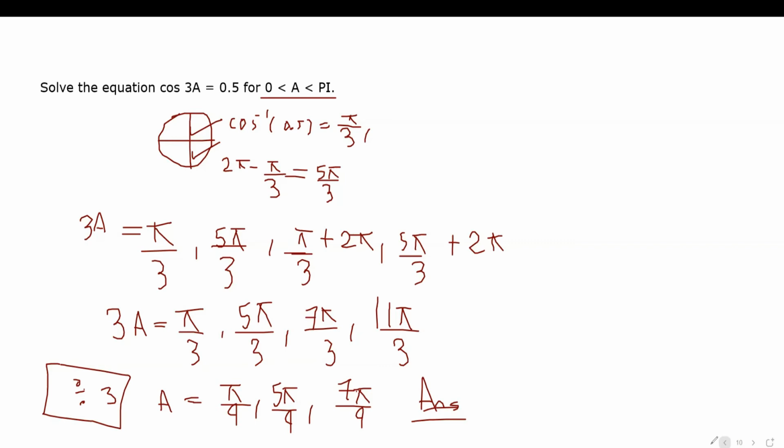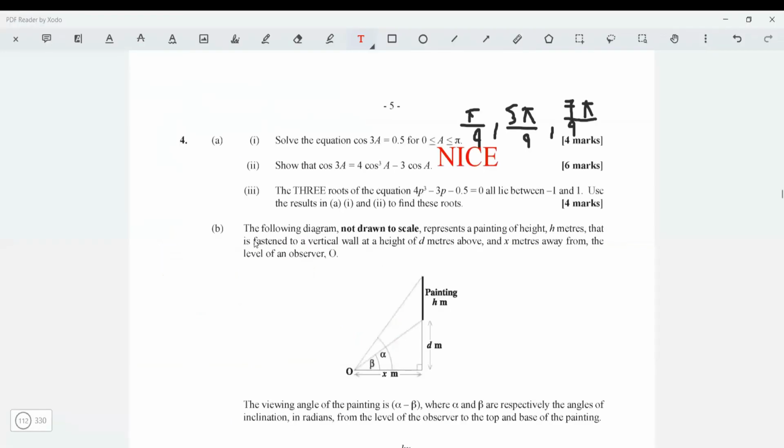All right, so now looking at the next part. The next part of the question says the three roots of the equation 4p cubed minus 3p minus a half equals 0 lie between -1 and 1. It says use this result and this result to solve it. Let's see how we're going to do that. Use this and this to find all values of p.